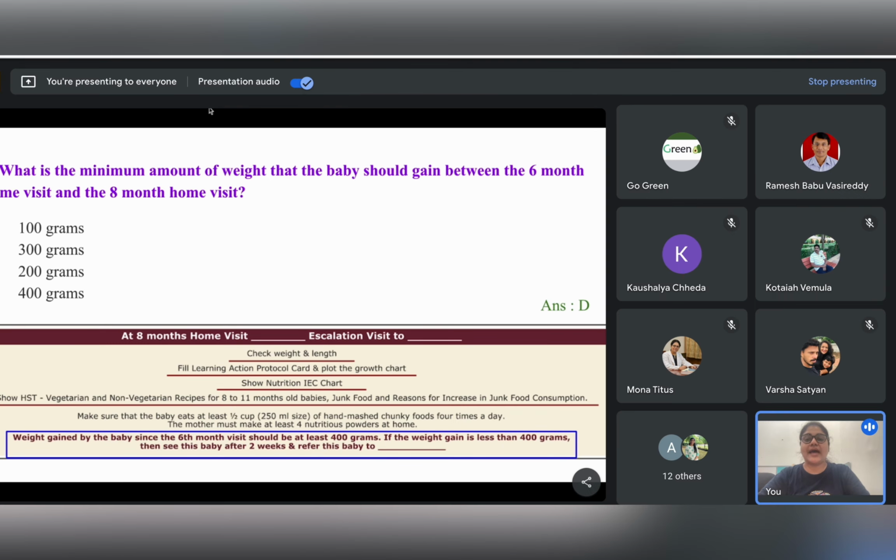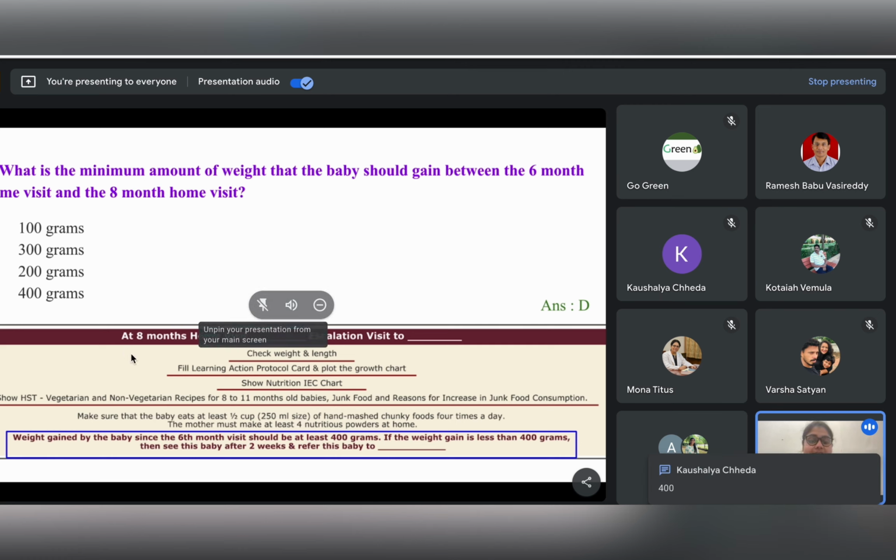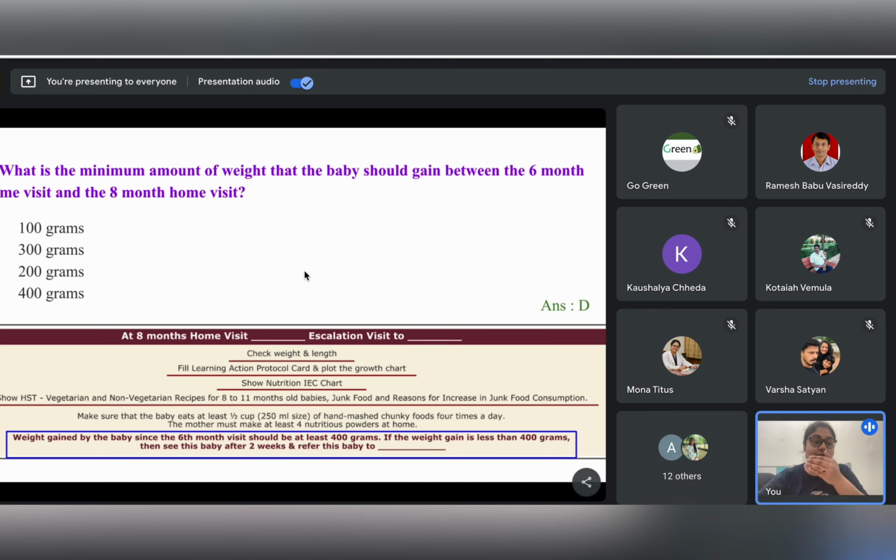Correct. So as you can see, we have discussed the 4 weeks details of the child, and now we are discussing the 8 months home visit. This information at specific times of home visits is very important, related to how much food the child is being given. Now since it is 8 months, obviously the child has been started with complementary feeding, right?